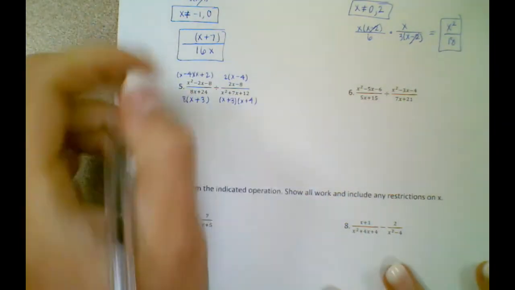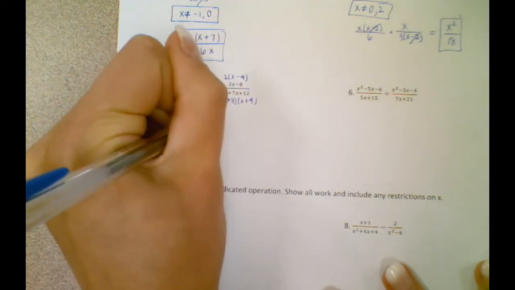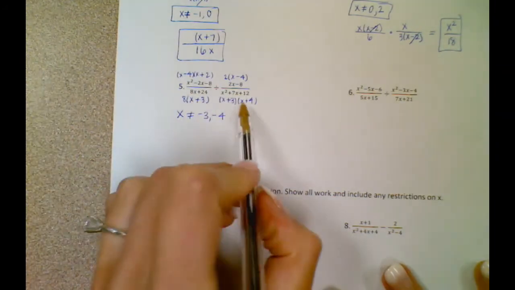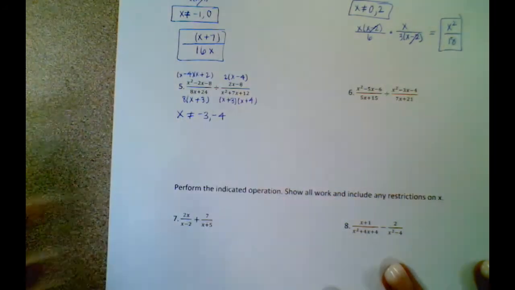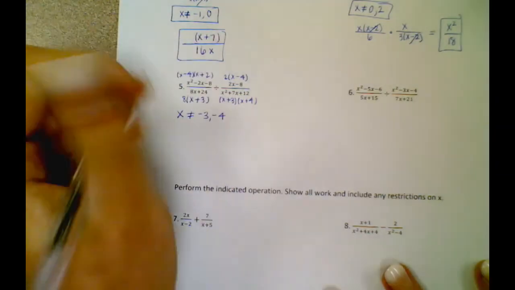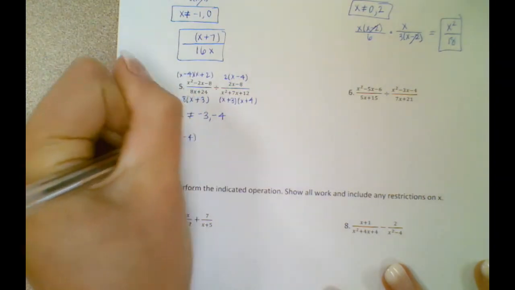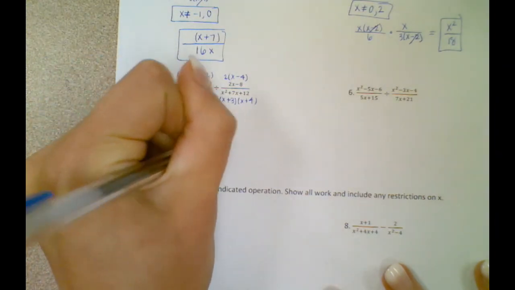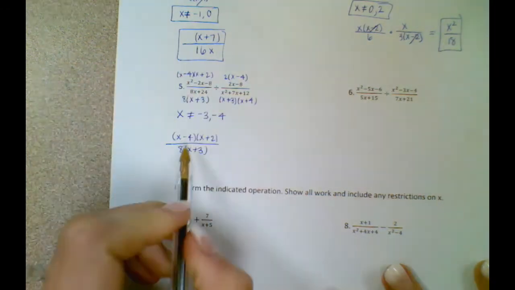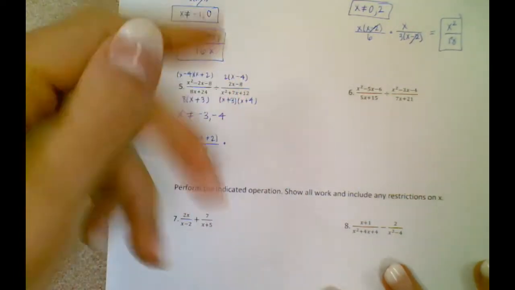All right, so let's list any restrictions. X cannot equal negative 3 and negative 4. If I plug in negative 3 plus 3 is 0, negative 4 plus 4 is 0. Okay, so remember you're doing the opposite sign here. And then remember you're multiplying by the reciprocal. So I have x minus 4 times x plus 2 over 8 times x plus 3 times the reciprocal of this fraction.